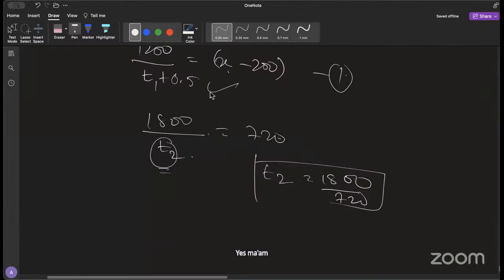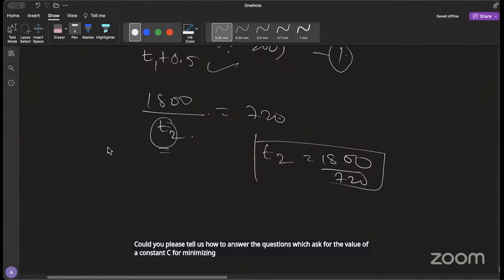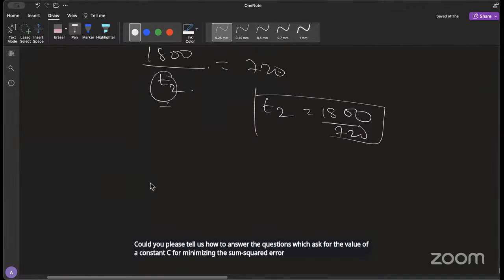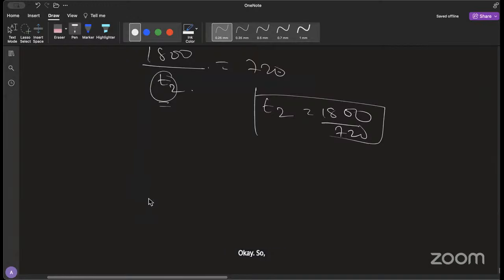Yes, ma'am. Could you please tell us how to answer the questions which ask for the value of a constant C for minimizing the sum squared error? Okay. So let's say, can you give me a question?